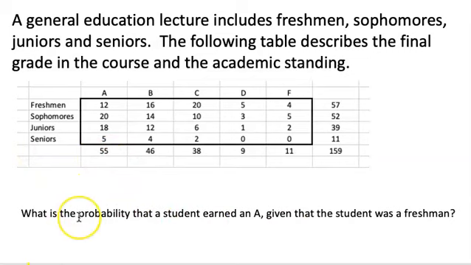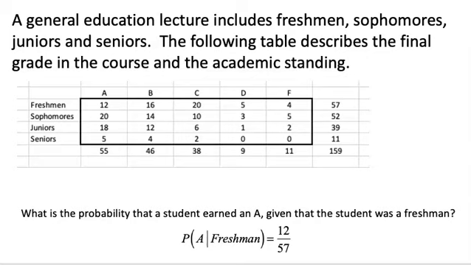Next question I ask, what is the probability a student earned an A given that the student was a freshman? Given freshman, now I just look at freshmen. I just look at this first row and ignore everything else. Given freshmen, how many freshmen do we have? 57. Of them, how many earned an A? 12. So our probability you're going to earn an A given that you're a freshman is 12 out of 57.